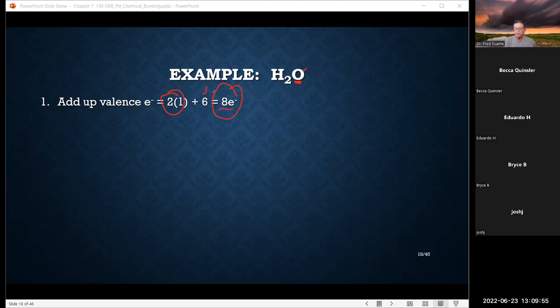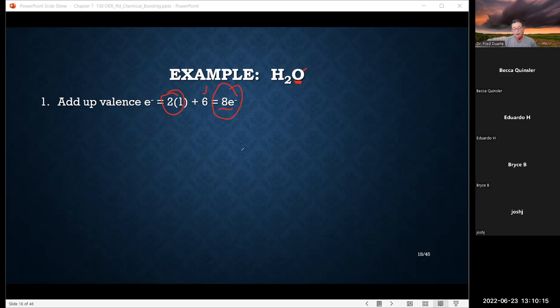Now here we got hydrogen. So hydrogen, make note of this, will only have 1 bond, okay? And then oxygen will have to have 8 electrons around it. Hydrogen will only have 2 electrons around it, hence 1 bond, and whatever's left over will be around the oxygen.